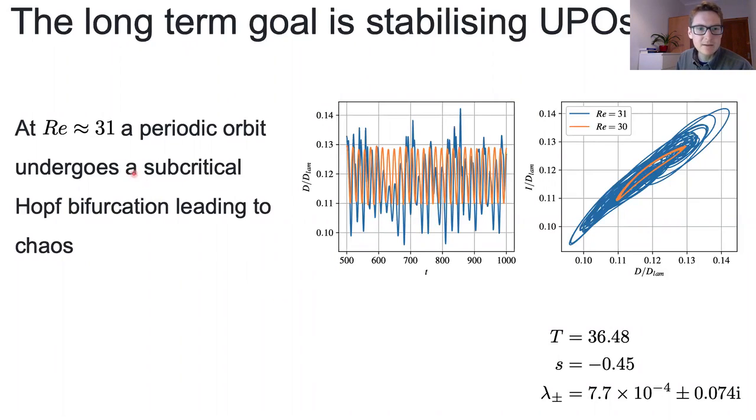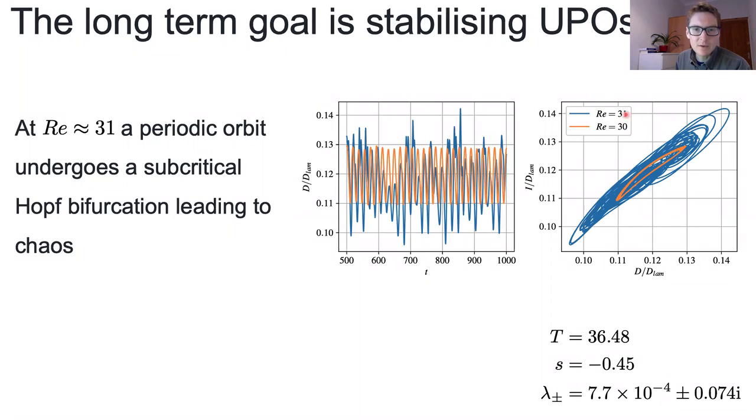What you find in this flow, at Reynolds number 31, an orbit, a stable periodic orbit, undergoes a subcritical Hopf bifurcation, and you get a window of chaos at Reynolds number 31. So you're seeing a trace of the dissipation rate and one of these energy input dissipation rate projections. The blue one at Reynolds 31 showing the chaos, and at Reynolds 30 showing the stable periodic orbit.